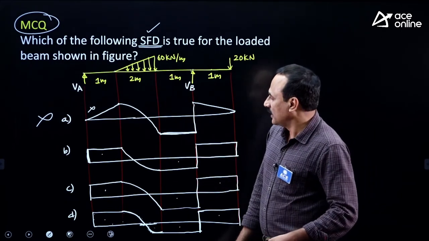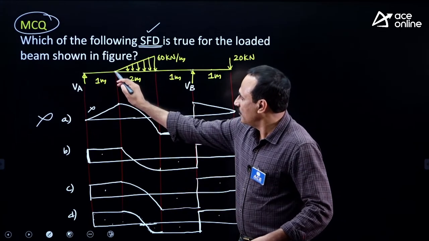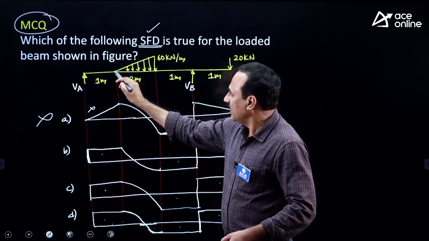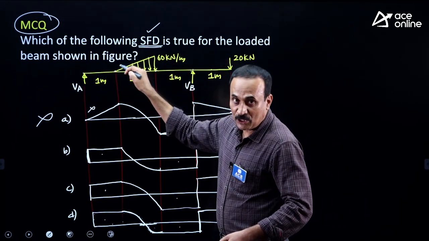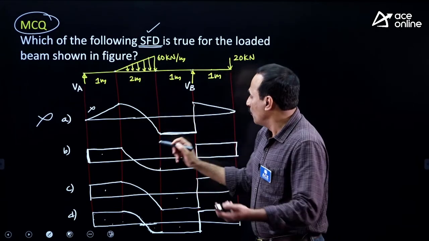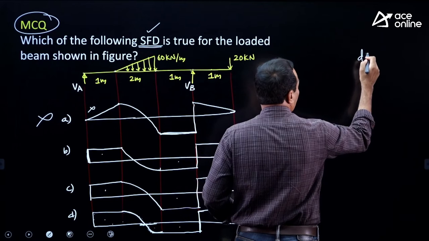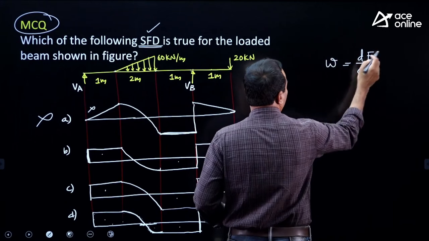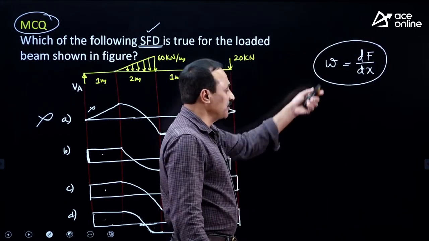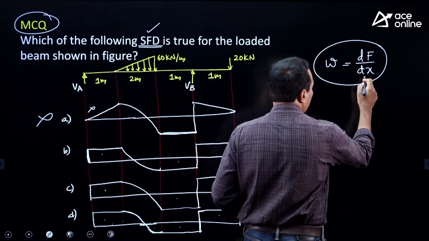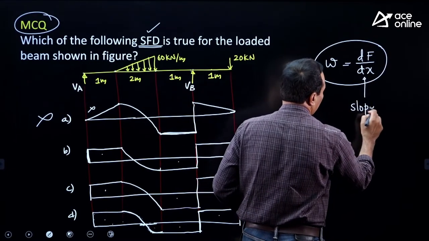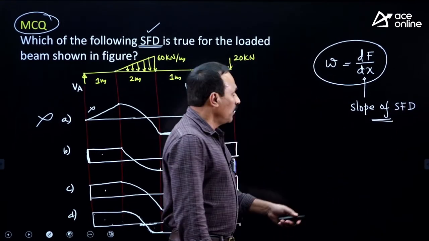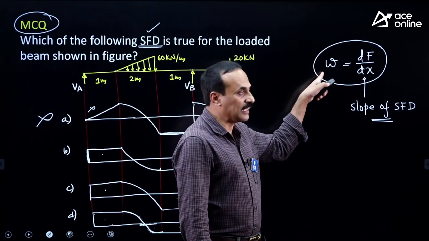Now coming to the parabolic zone. So wherever UVL is there is a parabola. So here, the intensity of the load is zero. That means we know this concept: dF by dx is equal to the rate of loading. The rate of change of shear force is equal to the rate of loading. dF by dx, we call it the slope of the shear force diagram. Slope of the shear force diagram is equal to the rate of loading.